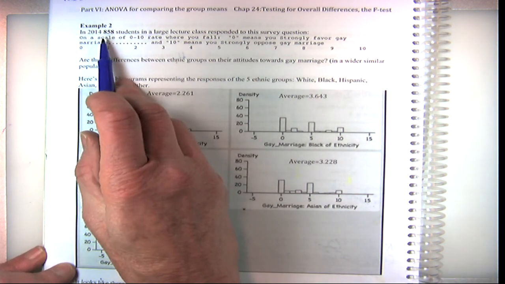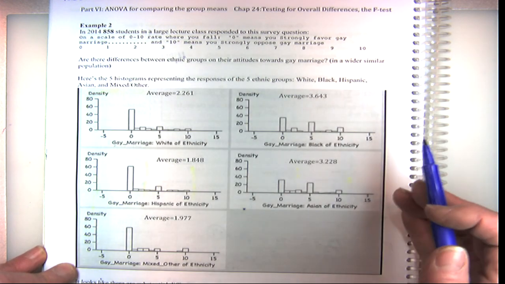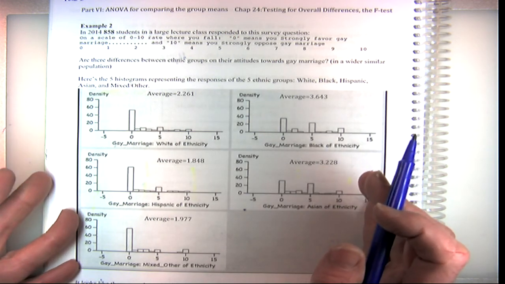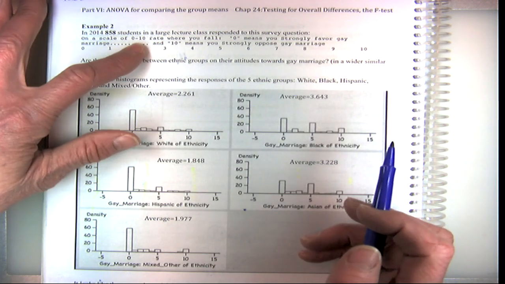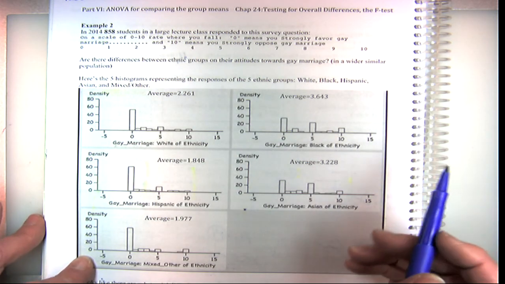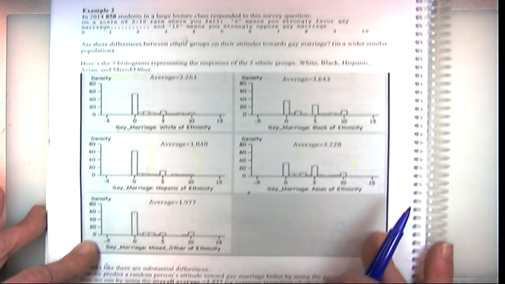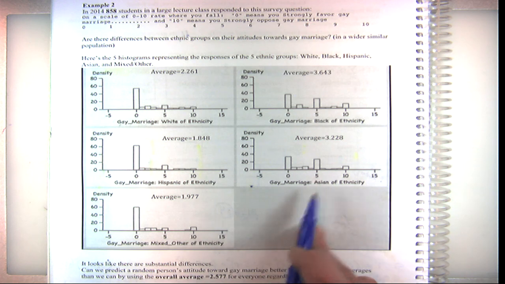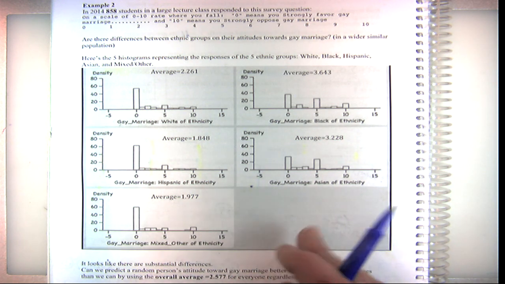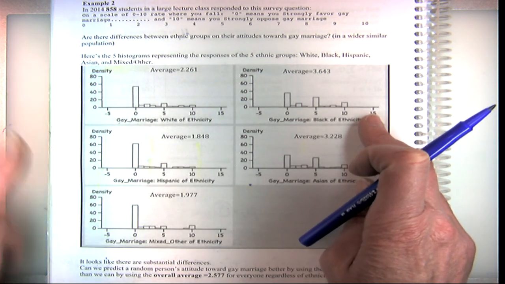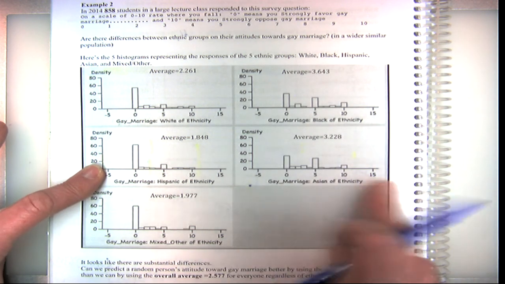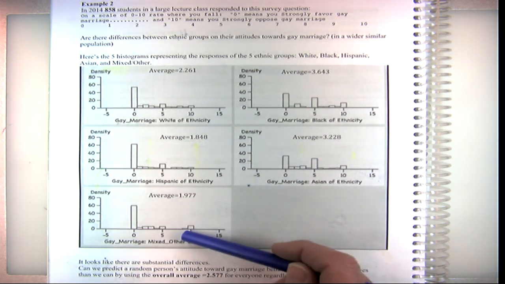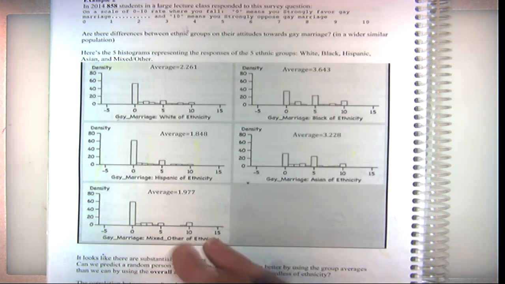So in 2014, we're on page 118, 858 students answered this question: on a scale of 0 to 10, where do you fall? And here are the 5 histograms, and here's the average for them. And so in Stat 100, with a much larger sample size, I could break it down. I could have black and Hispanic, and there weren't as many. I just put all the Asians together, and mixed or other.